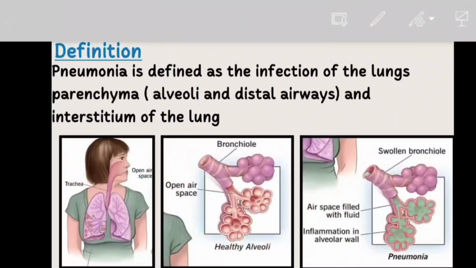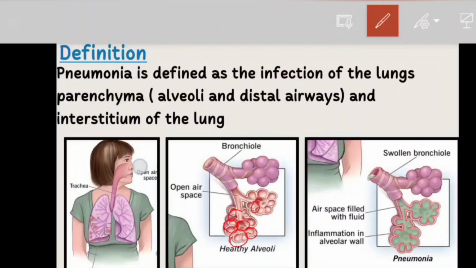So what is pneumonia? Students, before understanding pneumonia, we first need to understand how normal lungs work. Inside our lungs, there are millions of alveoli. These are the tiny air sacs, okay? And normally these alveoli contain only air. Now imagine one day bacteria enter the lungs like this. The body's immune system immediately sends white blood cells to fight the infection.